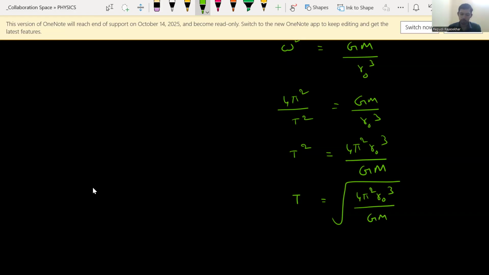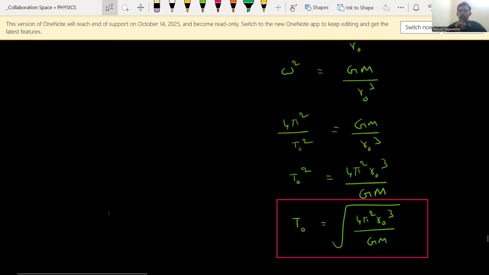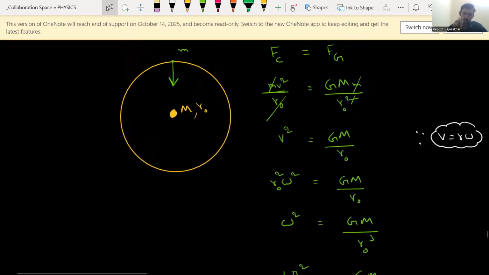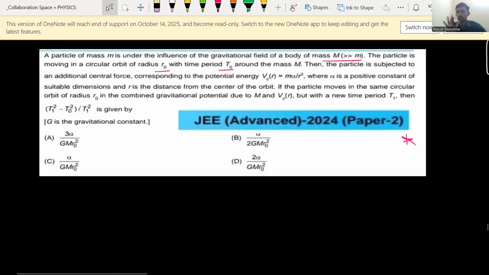Instead of taking T here, we will take T naught, because in the question they mentioned that the planet is revolving around a given mass M, and the time period T naught is given. So better you take T naught here. So this is the time period we got, whenever a planet is revolving only because of centripetal force, that is gravitational force, acting. Now see the question. What is the question? It is a very lengthy question. I'm telling you, the question is very tough and high quality. Calculations also matter a lot.